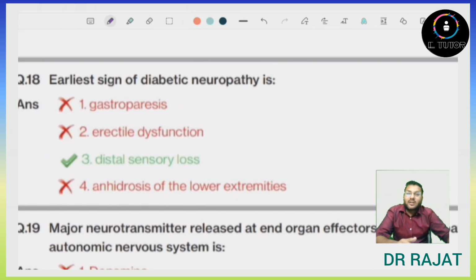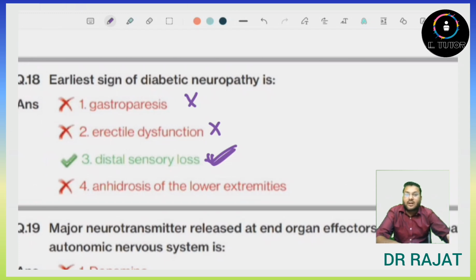Earliest sign of diabetic neuropathy is gastroparesis? No. Erectile dysfunction occurs, but occurs in the later stages. So this is not true. Distal sensory loss, this is true. Firstly a sensory loss will be there, then after that any other finding will be there.